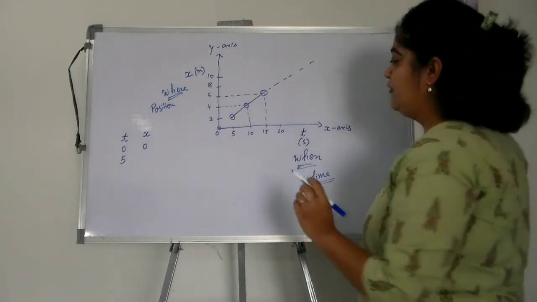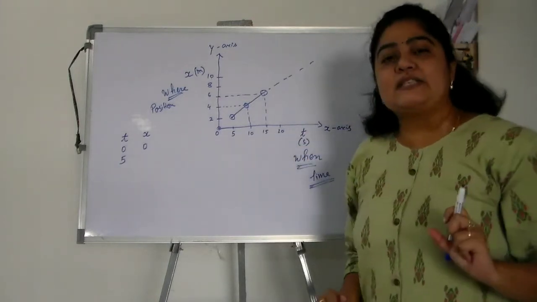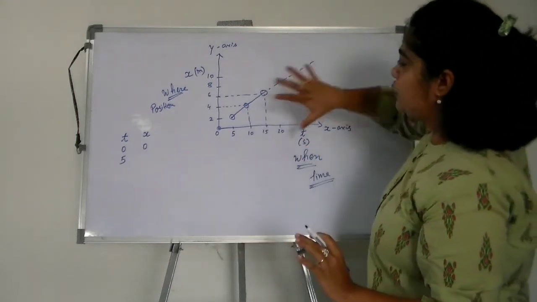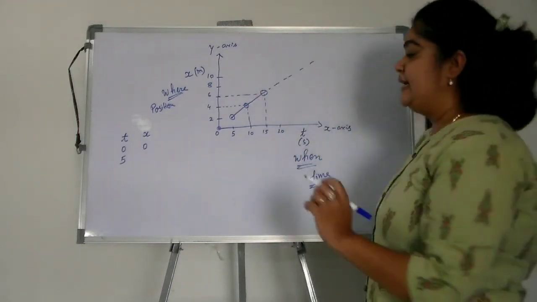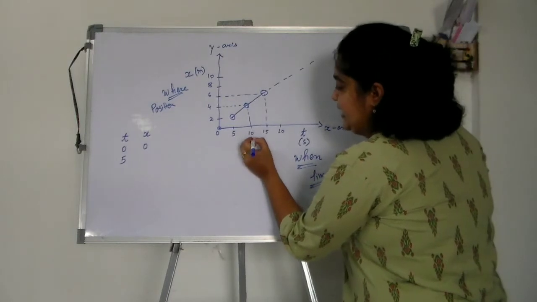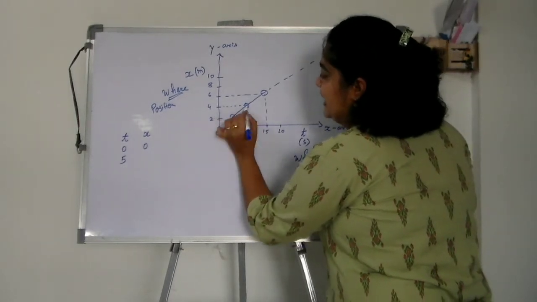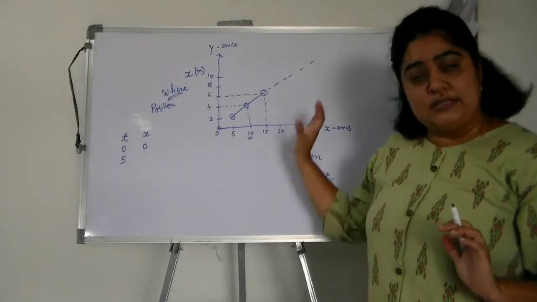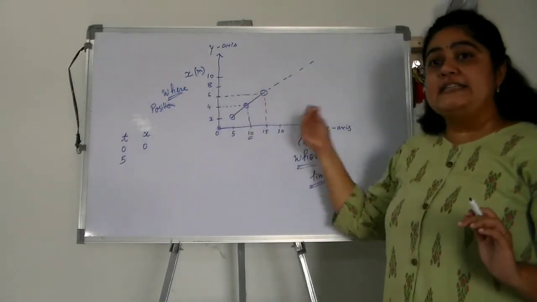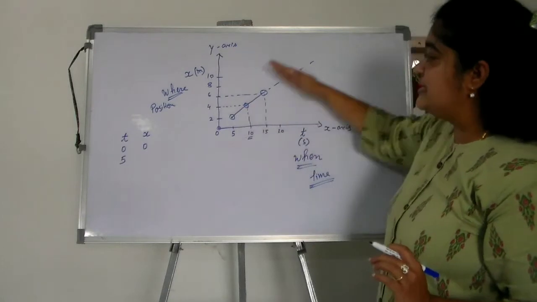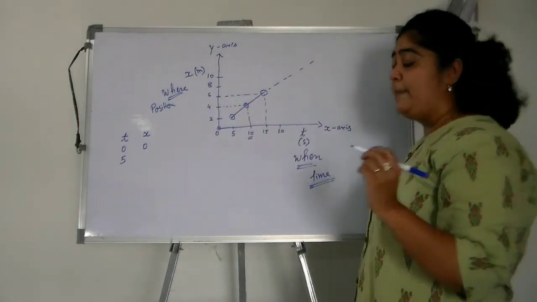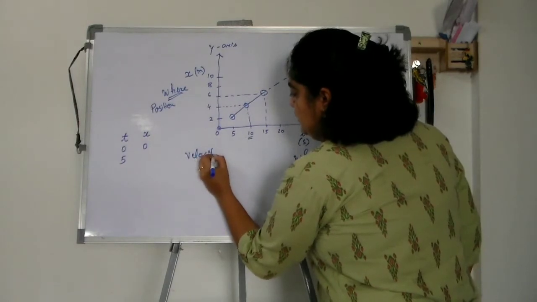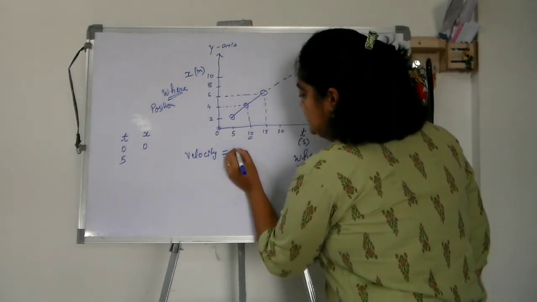So what I have to do, I have to look at the graph. Somebody will ask me that at 10 seconds where is the object? So I just have to go to the graph and see that at 10 seconds my object is at 4 meters. This kind of motion is a motion because it is changing the position and the position is increasing. So what will happen? Your velocity is positive.